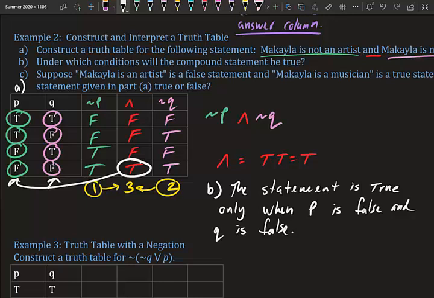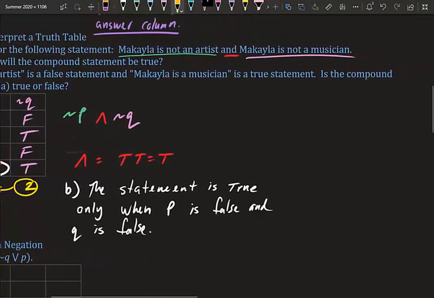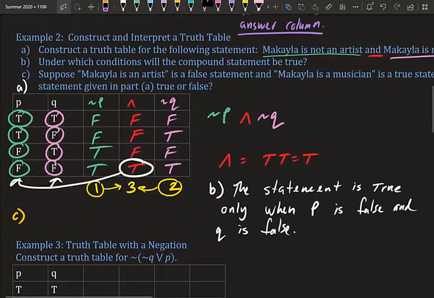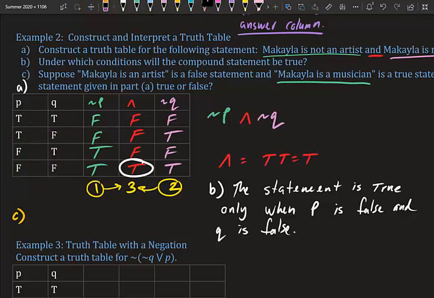Alrighty, part C. I'll do part C down here in orange. Part C is suppose Michaela as an artist is a false statement and Michaela as a musician is a true statement. Is the compound statement given in part A true or false? So Michaela is a musician. That represents P. Michaela is an artist, represents Q.